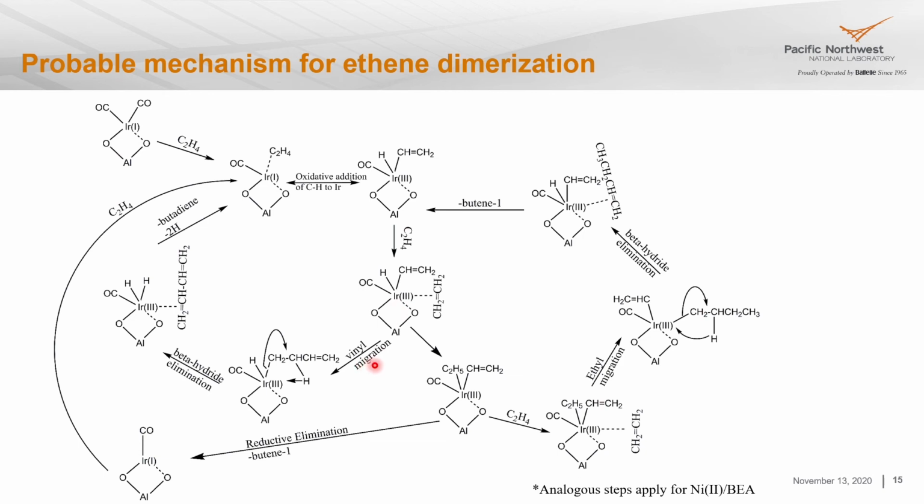It could be that the vinyl migration takes place, followed by a beta hydride elimination to form butadiene, which we do see at higher temperatures on the iridium, and at the probe temperatures on the nickel. We could also form butene in this direction, either by reductive elimination or through an ethyl migration, followed by a beta hydride elimination. But all of them will restore our catalyst to a state in which it can continue to catalyze this reaction.